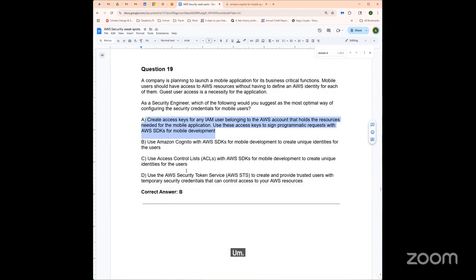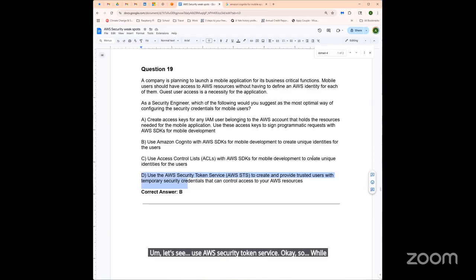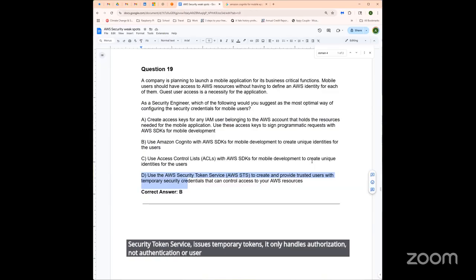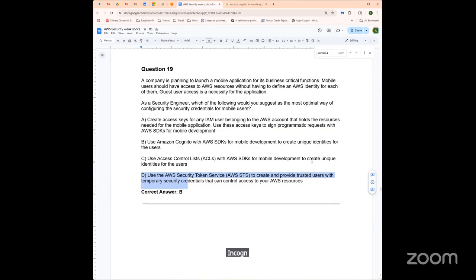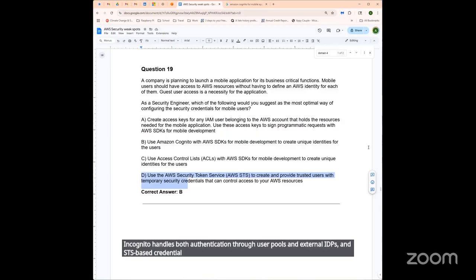Let's see, use AWS Security Token Service. While STS, Security Token Service, issues temporary tokens, it only handles authorization, not authentication or user management. You need to build your own authentication layer from scratch. And Cognito handles both authentication through user pools and external IDPs and STS-based credential issuance with much less effort, right?